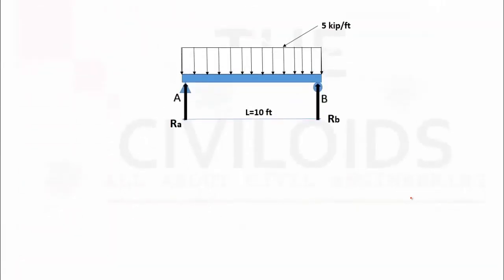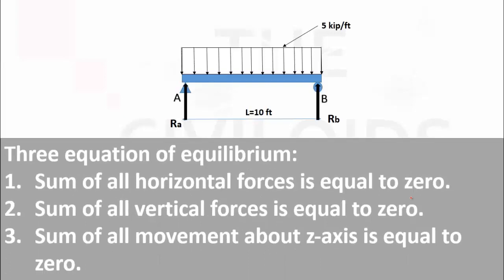Now to find these vertical reactions RA and RB, we have to use the equations of equilibrium: the sum of all horizontal forces is equal to 0, the sum of all vertical forces is equal to 0, and the sum of all moments about the z direction is equal to 0. We can see that in this beam there is no inclined or horizontal load, so we have no need of the sum of all horizontal forces equal to 0. So we will use the two equations: the sum of all vertical forces is equal to 0 and the sum of all moments about the z axis is equal to 0.